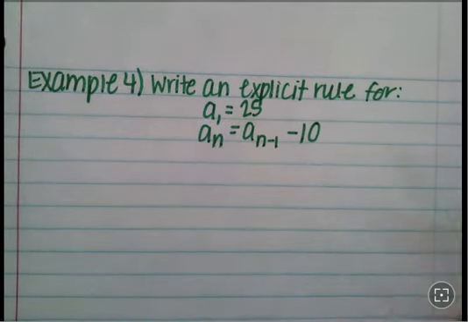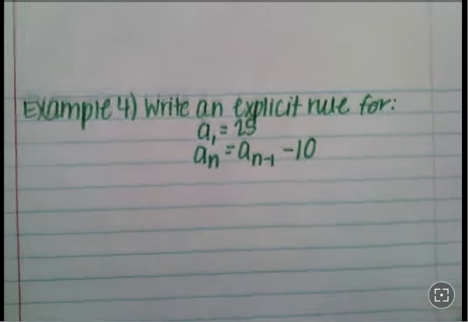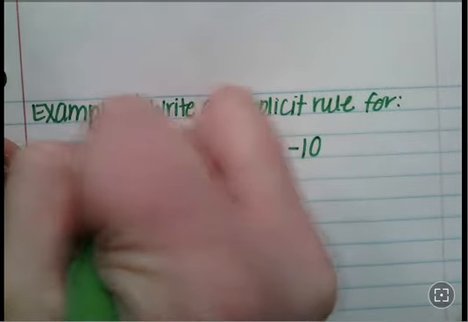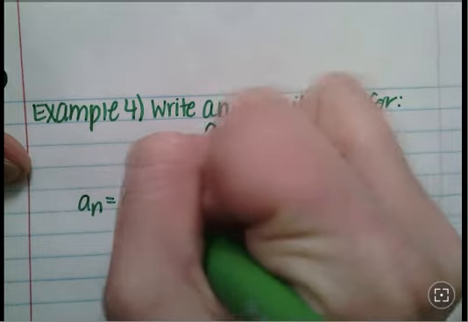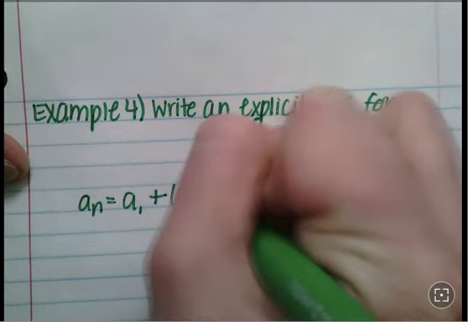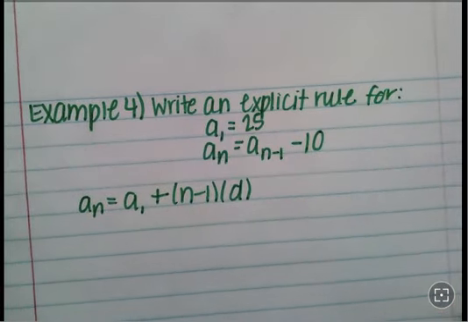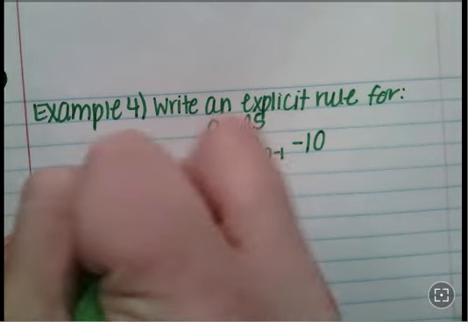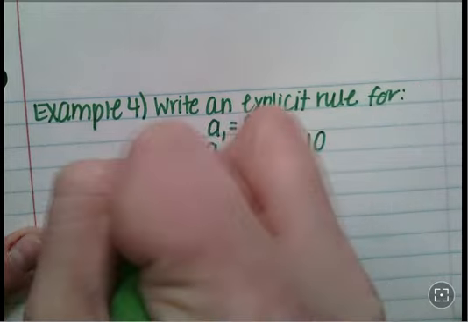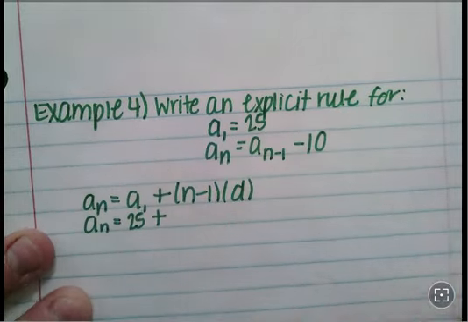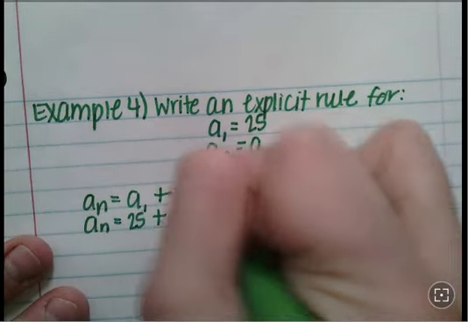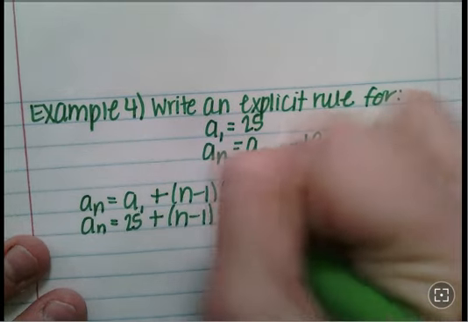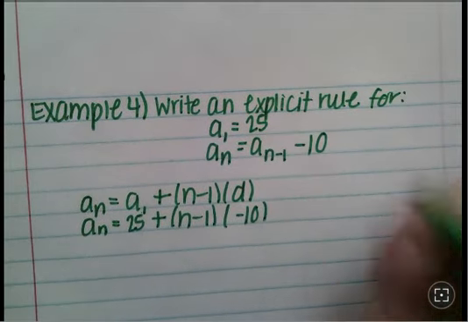Okay, so since we have a subtraction here, we have an arithmetic situation. An arithmetic explicit rule looks like a sub n equals a sub 1 plus n minus 1 times the difference. And so a sub n equals a sub 1, which they gave to you as 25, plus n minus 1 times the difference, which is negative 10.